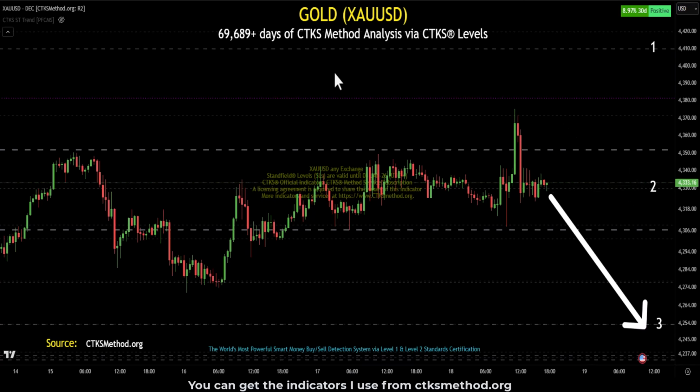So when we look at gold, we can see overhead structural resistance at the 44.10.